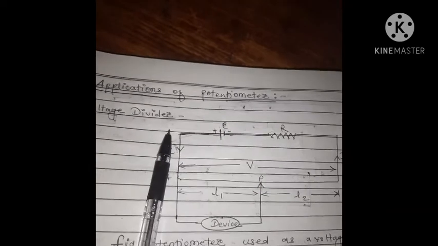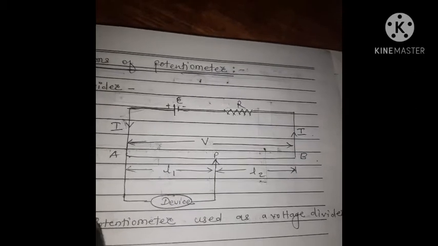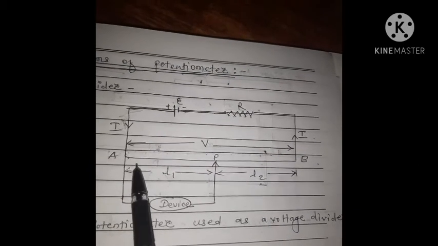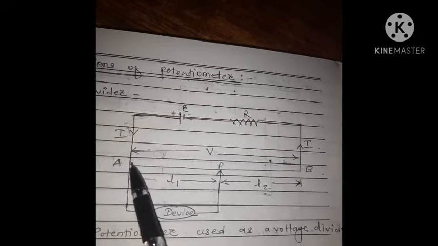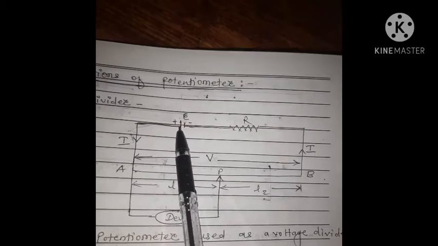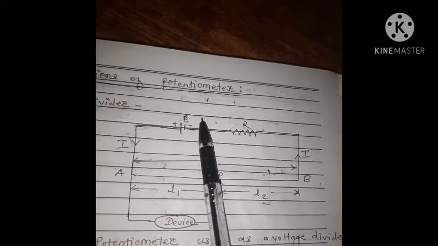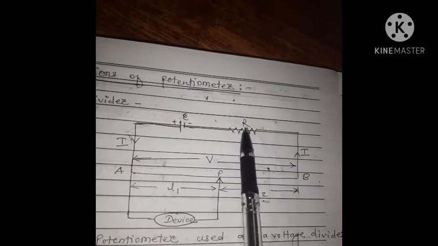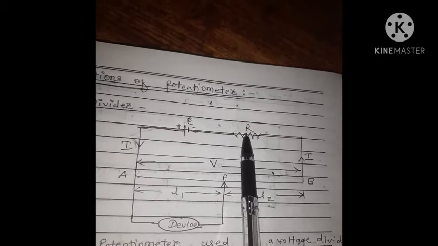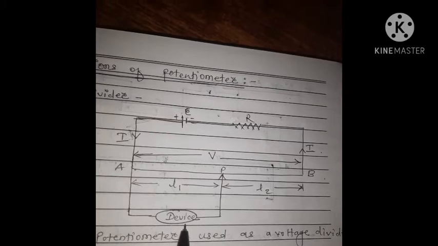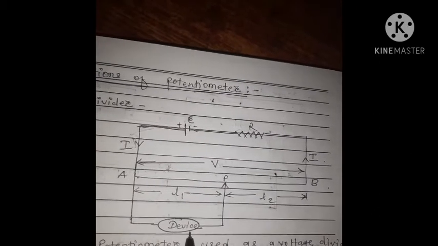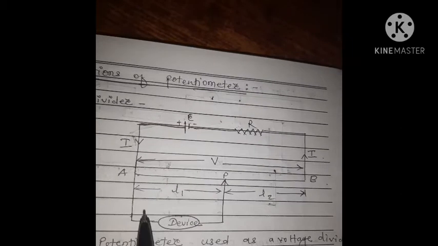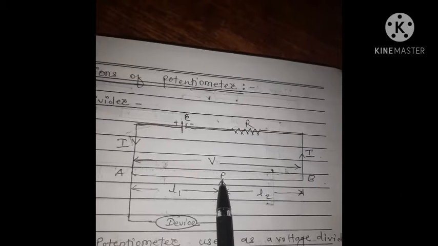as a voltage divider, as in this circuit diagram, in which a wire AB of the potentiometer has point A connected to the higher potential of a cell of EMF E, and the lower potential is connected to point B through a resistance R. Now, a device which is used to divide the potential has one terminal connected to point A and the other terminal at, suppose, point P.